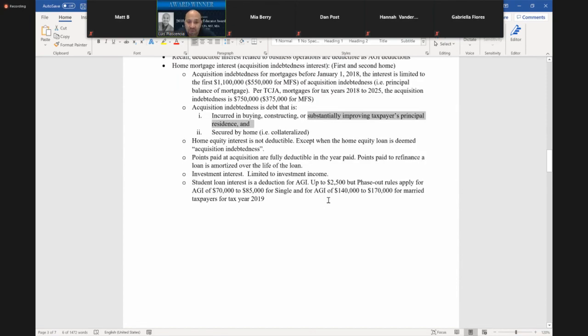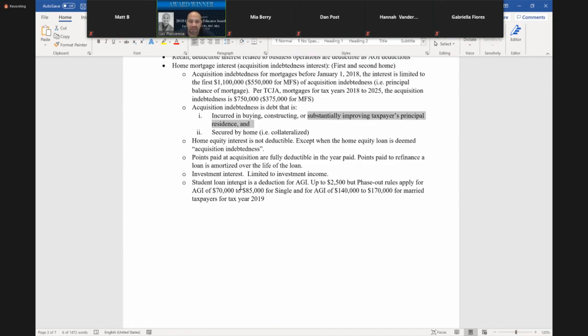Let's talk about points. What are points? Points are prepaid interest. So how is prepaid interest deductible? Well, it depends on how you pay the points. If you pay the points when you acquire the building, on acquisition, it's fully deductible in the first year. If you pay the points to refinance, then you just amortize it over the life of the loan.